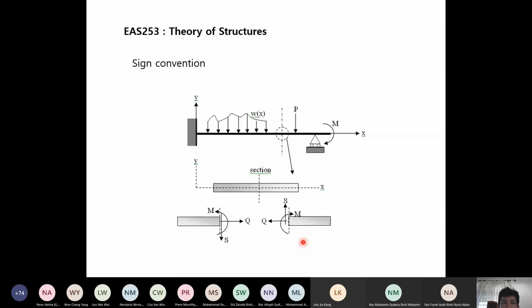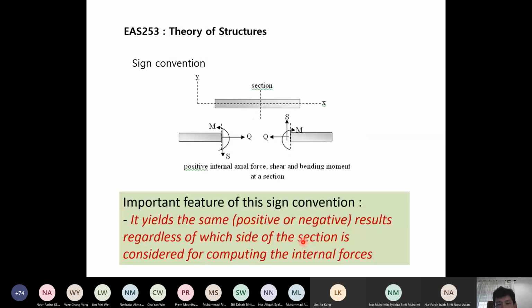So it is very important for us to have this sign convention, because if we follow these sign conventions, then remember we can use either this part or this part of the cut section to determine the internal forces. If we follow these sign conventions, then we are going to get the same set of results, including positive, negative sign of the Q, S, and M, regardless of which side of the section is considered for computing the internal forces. Sign convention is set up for that purpose.